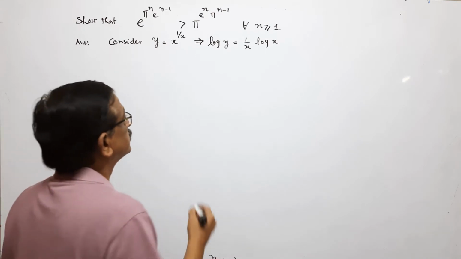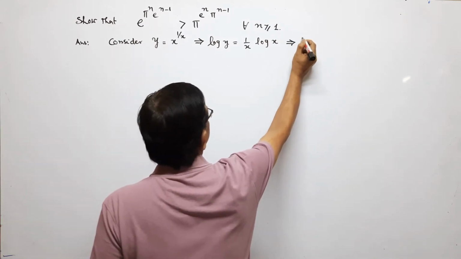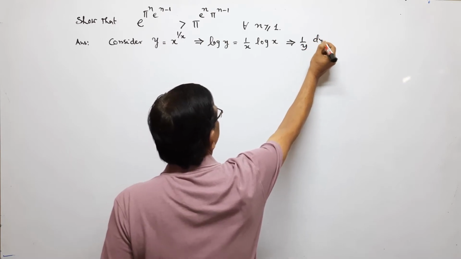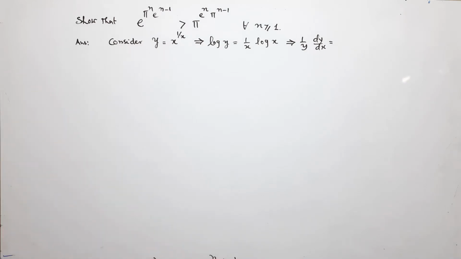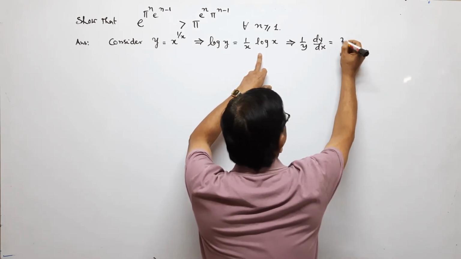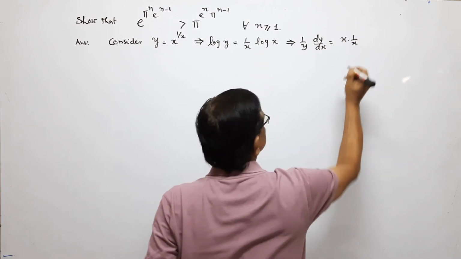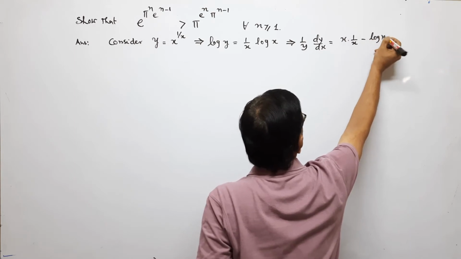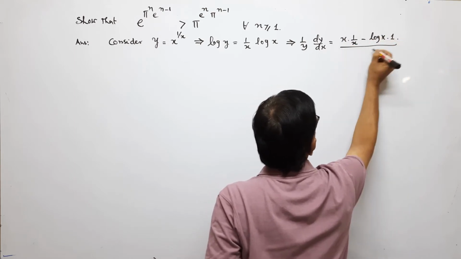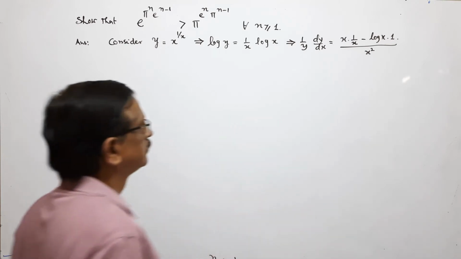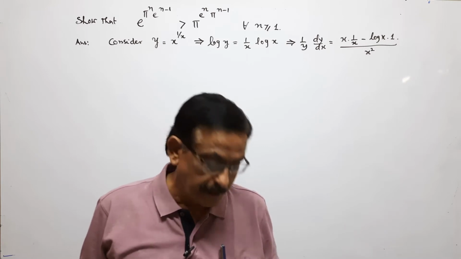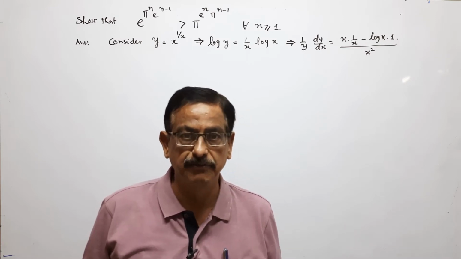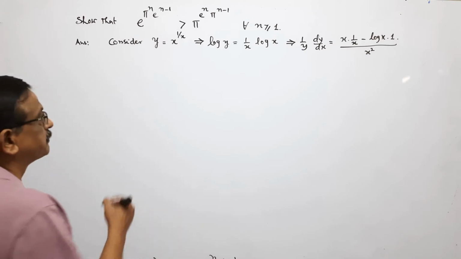Let us differentiate it. So you get 1 by y dy by dx is equal to, apply quotient rule, log x by x. So this will be x into derivative of log x, which is 1 by x, minus log x into derivative of x, which is 1, over x square. Why should I find the derivative? Because I need to show something, first inequality. I want to get some inequality.